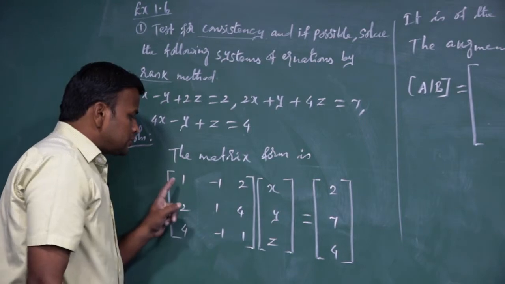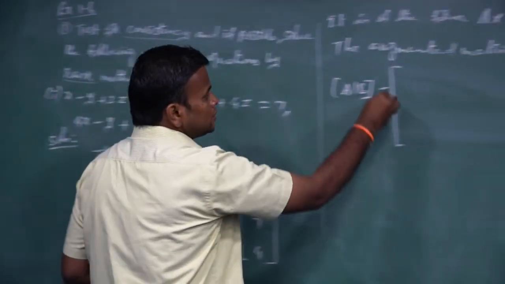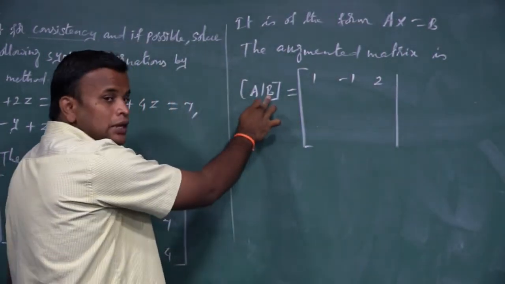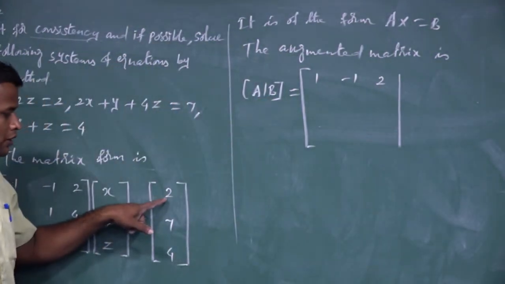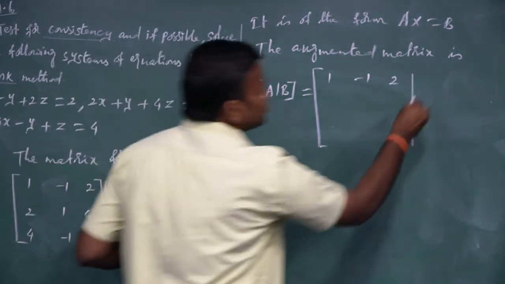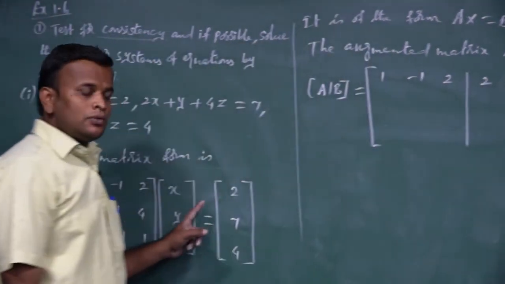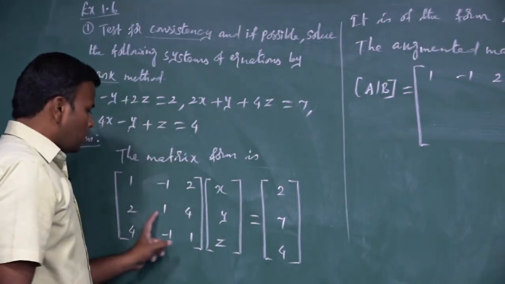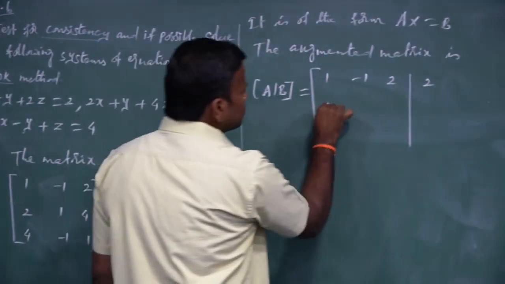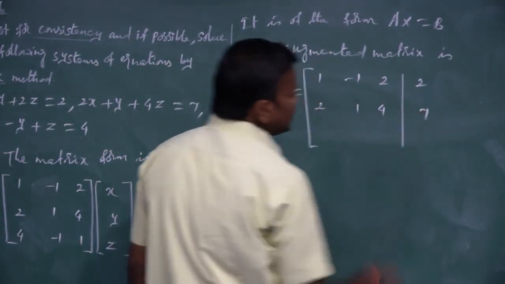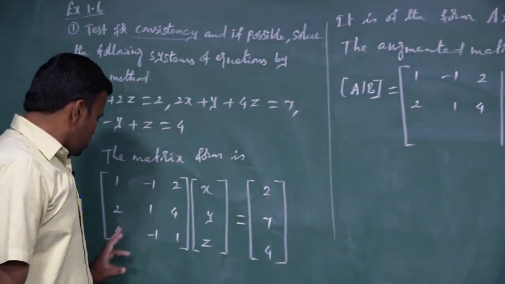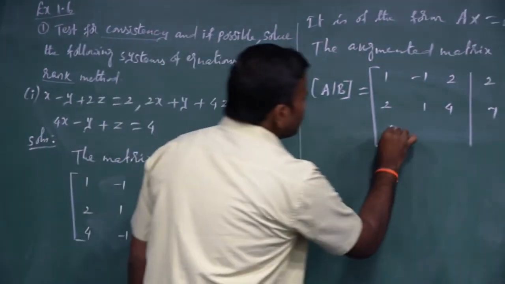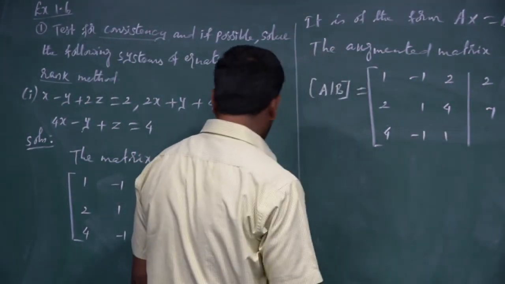So A by B value is 1 minus 1 2. It should be extended by B. The corresponding value of the B is 2. So 2. Second row 2 1 4 is extended by 7. So 2 1 4 7. Here we write 7. Third row 4 minus 1 1 4.